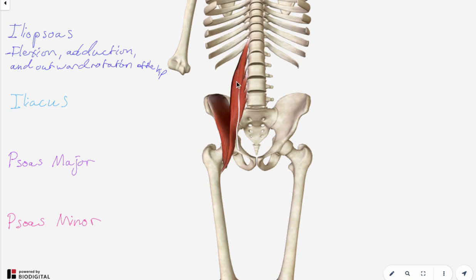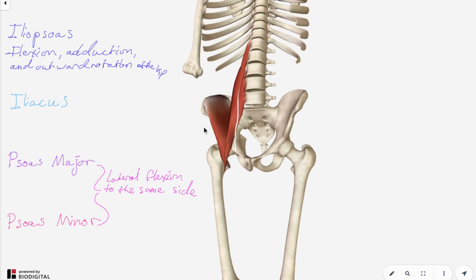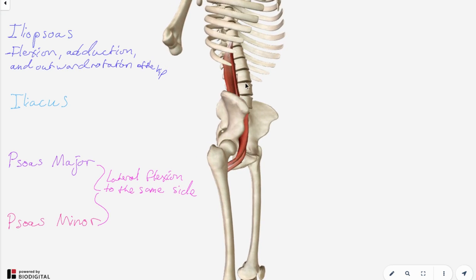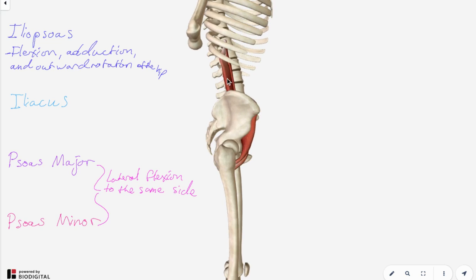The psoas major and minor muscles can also flex the spine, laterally flex the spine to the same side. And they also have the capability of either flexing or hyperextending the spine, specifically the lumbar spine.